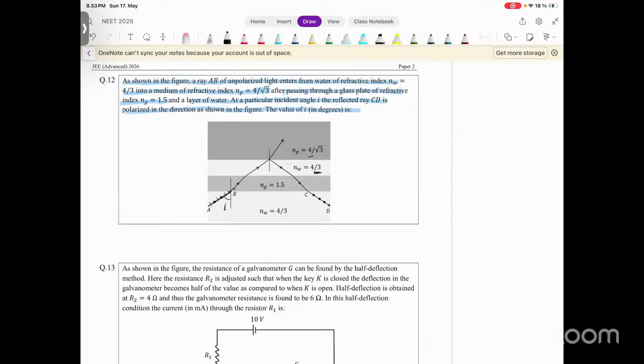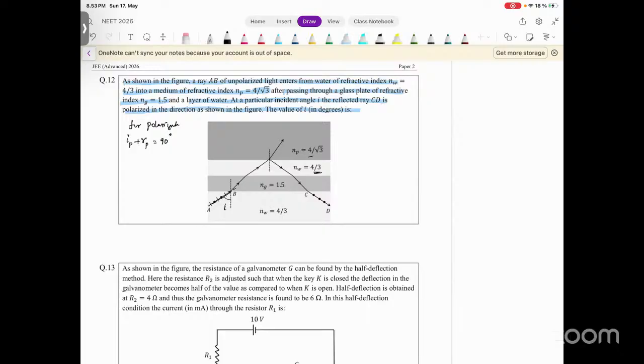Okay, apply the Snell's law, beta. The reflected ray is to be polarized. For polarization, what is the condition, beta? For polarization, the reflected ray must be polarized. That means IP plus RP must be equal to 90 degrees.